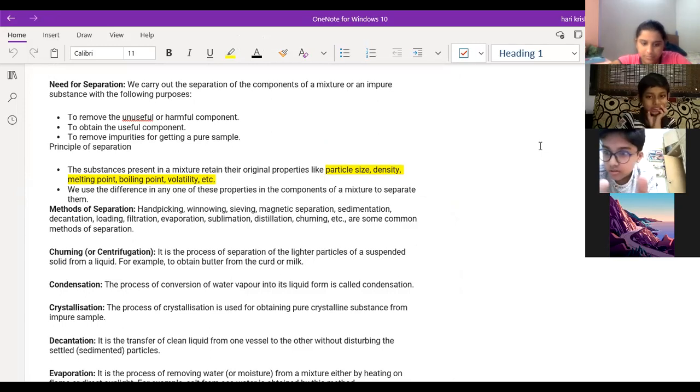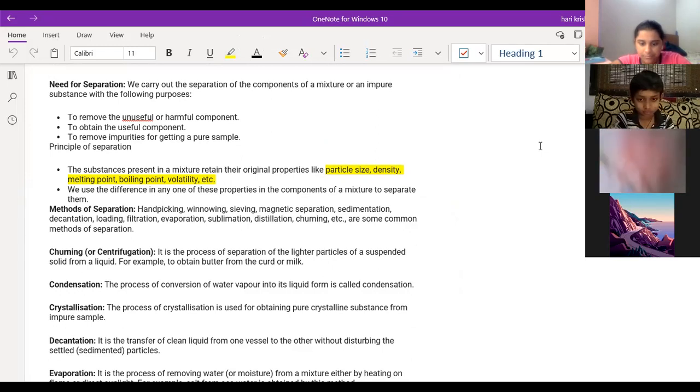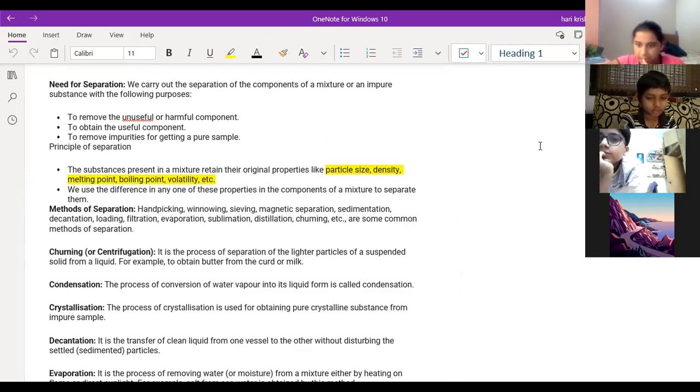Okay, sir. So last class we studied up to the need for separation, right? Why do we want to do the separation of the mixture into different components? The first one is to remove, sir, to get the useful substance and to remove the harmful substance. To remove the harmful components, or to obtain the useful components, or to remove any impurities from the pure sample.